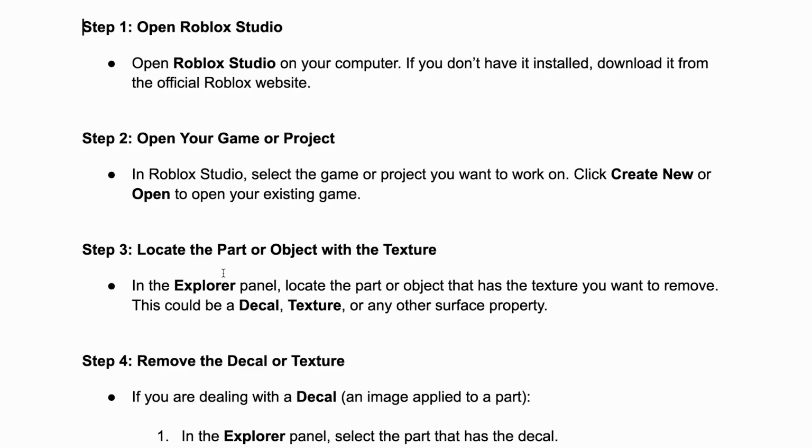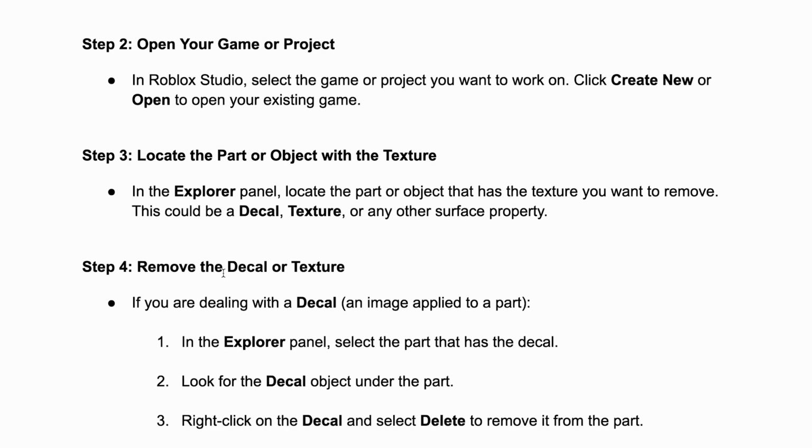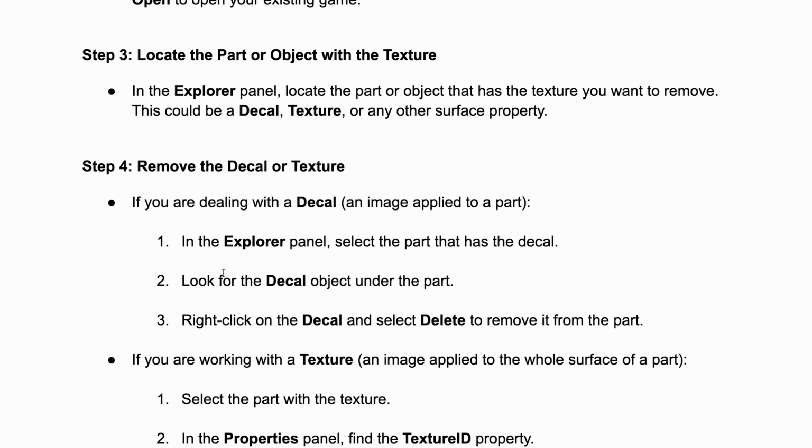Select the game or project you want to work on. Click Create New or Open to open your existing game. Then in the Explorer panel, locate the part or object that has the texture you want to remove. This could be a decal, texture, or any surface property. Then you want to remove the decal or texture.